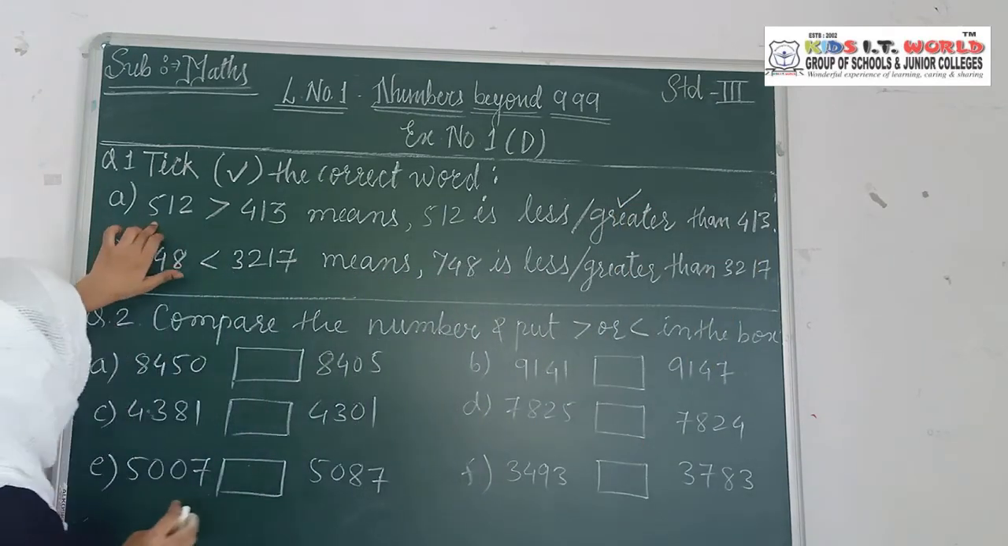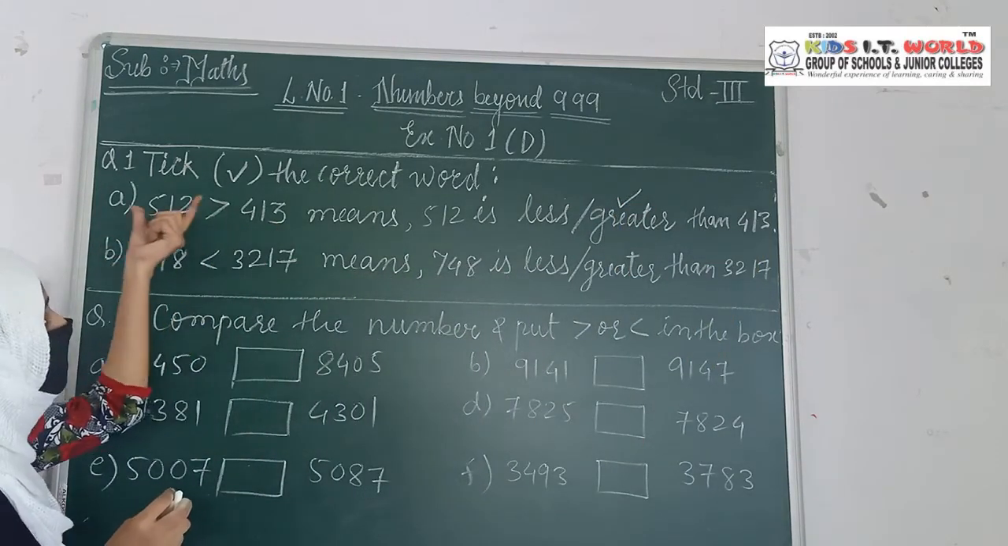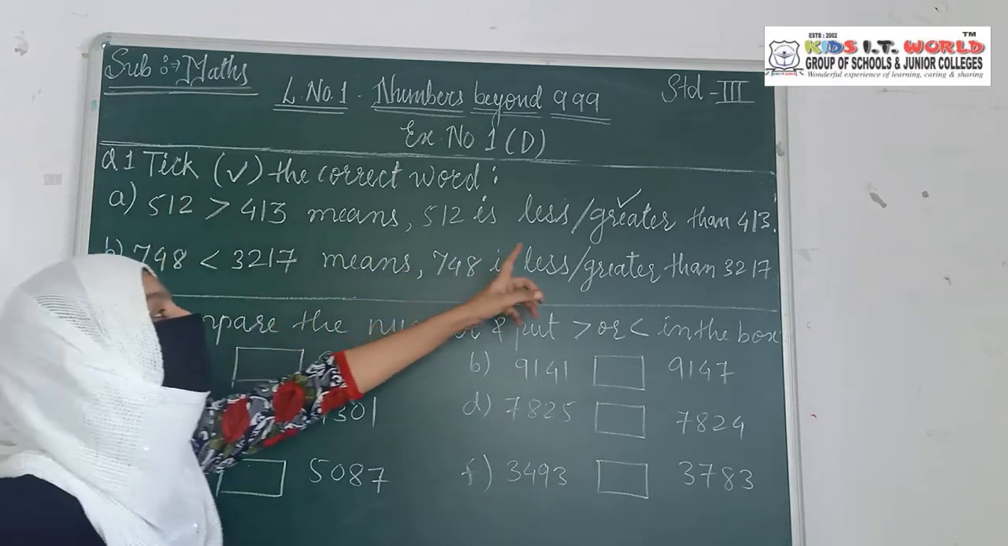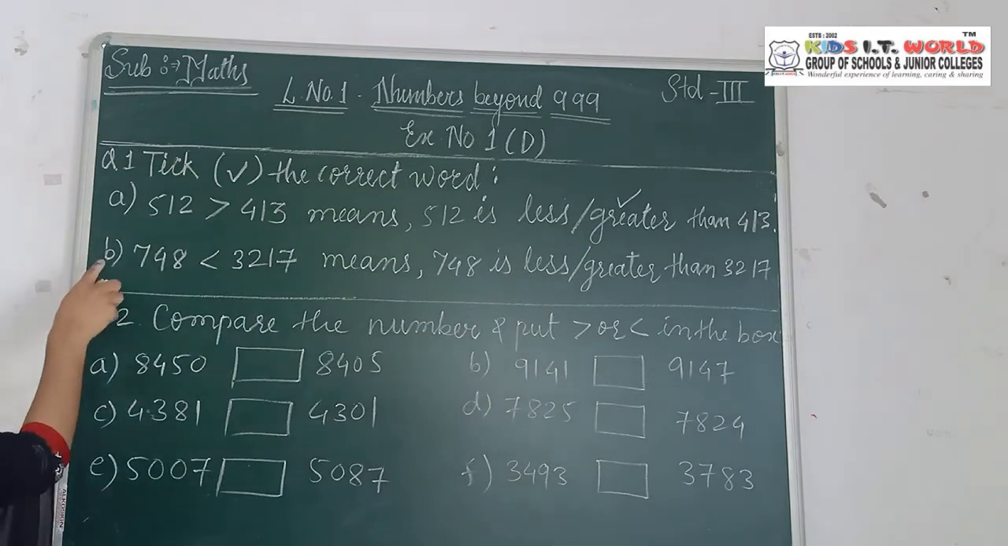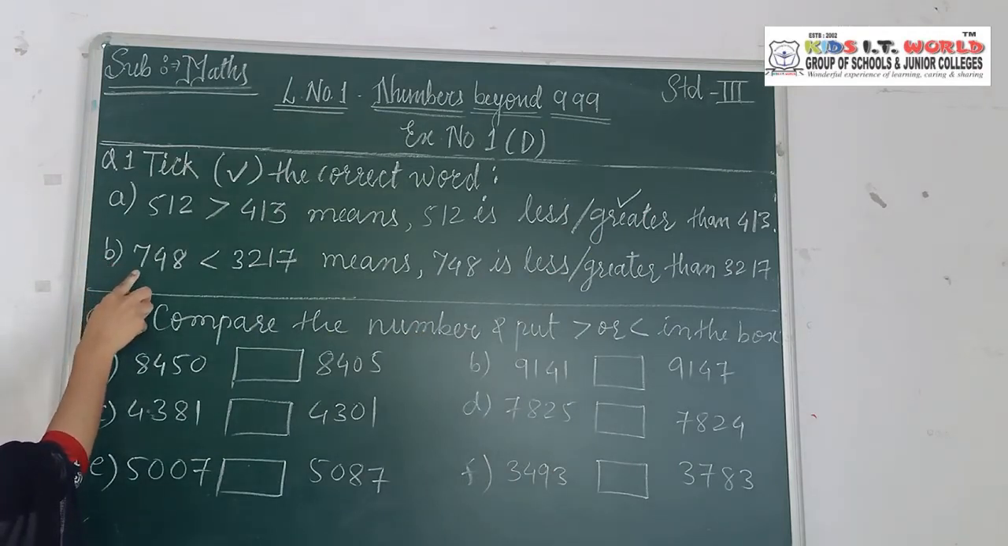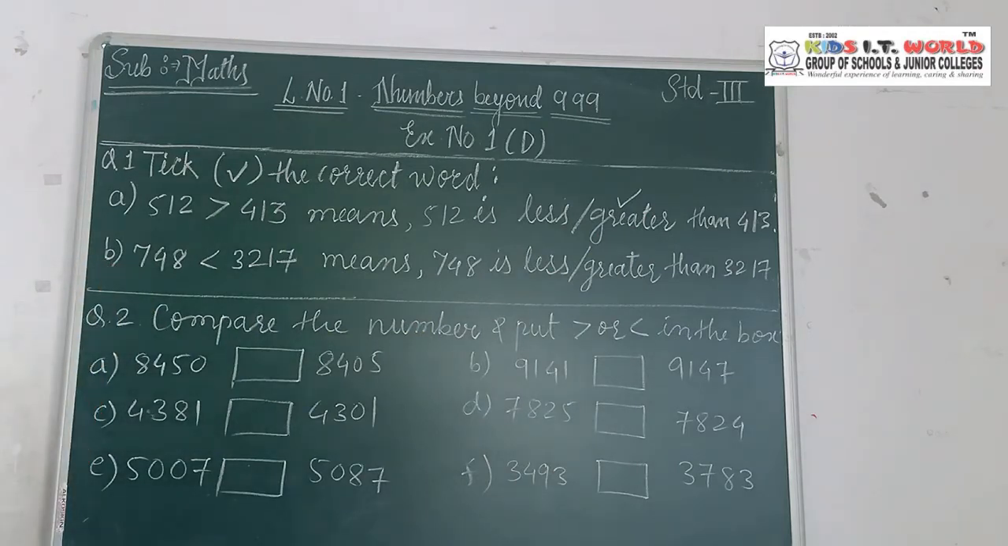मतलब क्या? 512, 413 से बड़ा है. So that's why we will give the right sign on the greater word. Now the next word, 748 is less than 3217. Means 748 is less or greater?